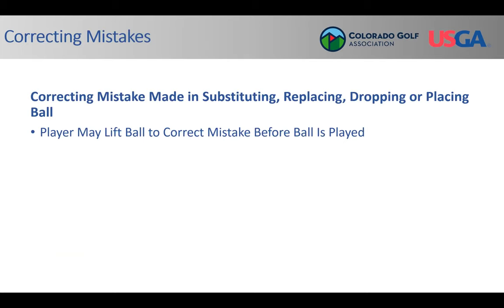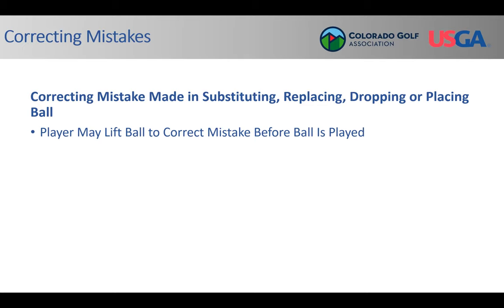We're going to shift gears from errors. Now we're going to talk a little bit more about mistakes. And again, all these things with mistakes are just either incorrectly applying a rule or getting some part of a procedure as part of a rule wrong. Maybe dropping in a wrong place, doing all those things that are correctable before a penalty kicks in. So we're talking first about correcting a mistake, either substituting a golf ball, replacing a golf ball, dropping, replacing the ball, anything with what I call our ball procedures, Rule 14 issues. We're going to try and see if we can get some mistakes here and how do we correct those mistakes.